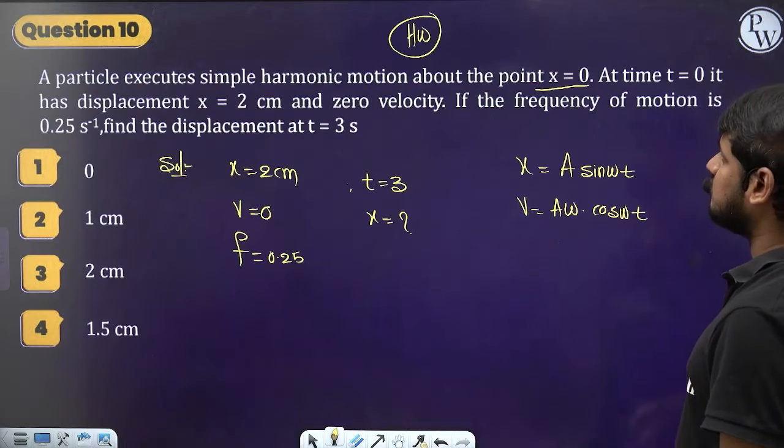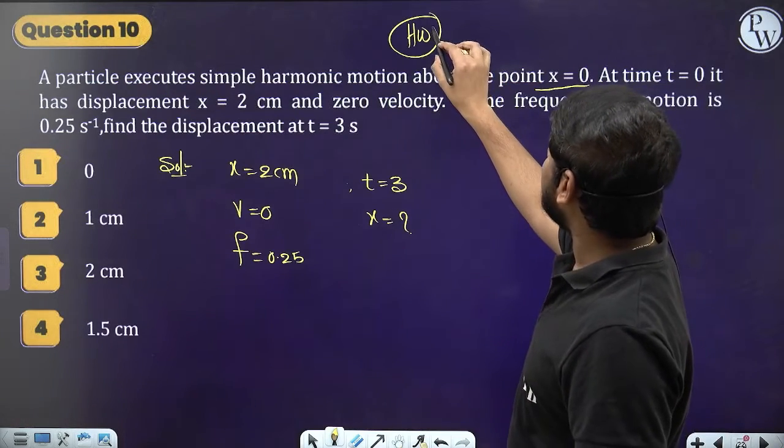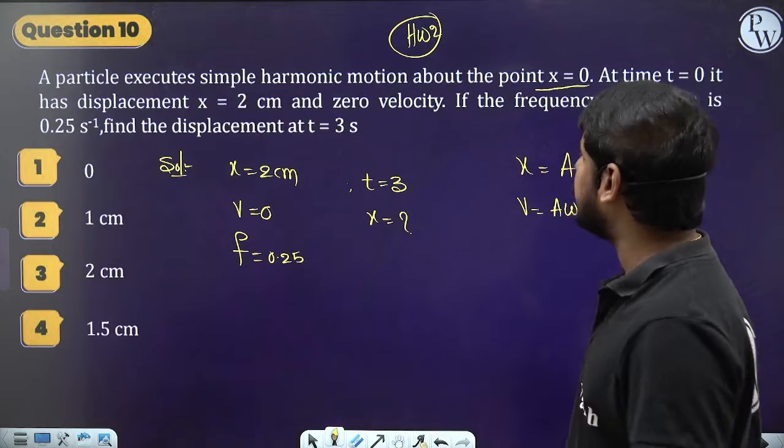So homework 1, consider the graphs I gave as homework 1. And this you can take as homework 2.